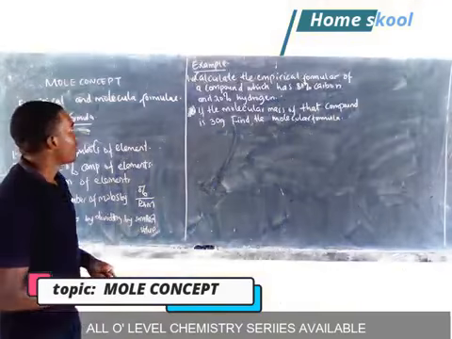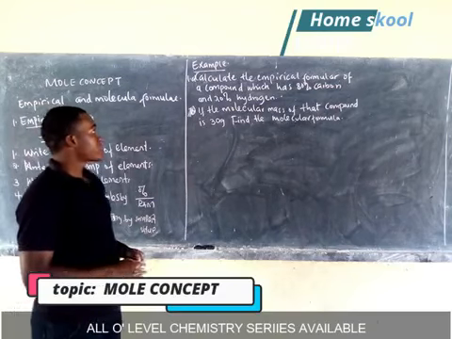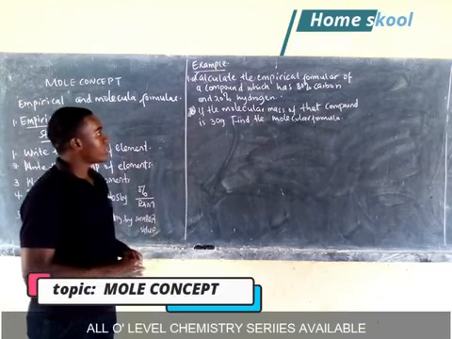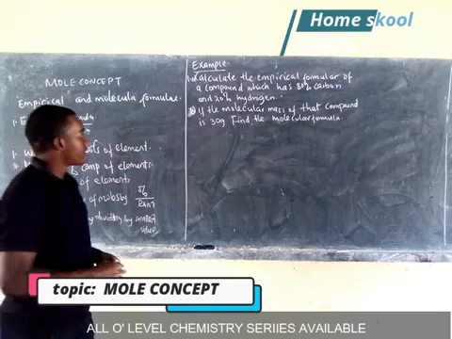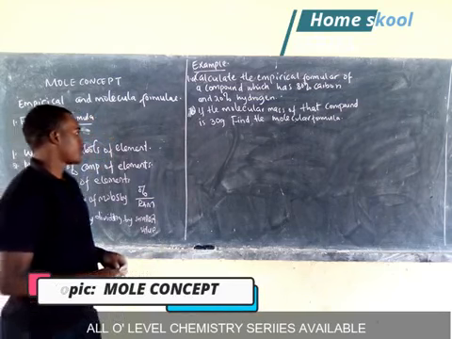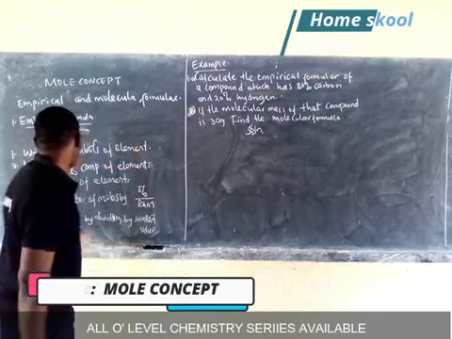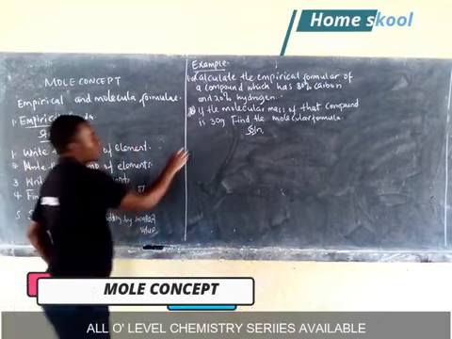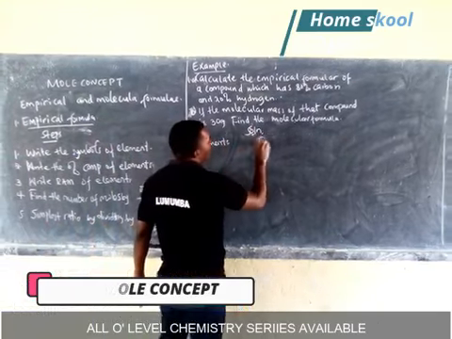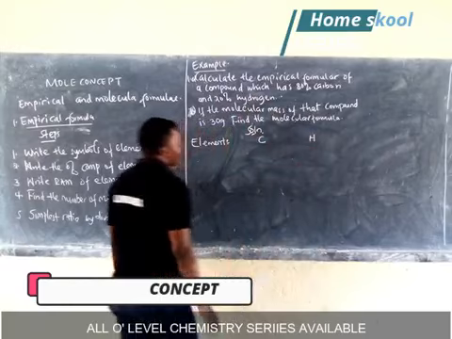We have our first example. Number 1, calculate the empirical formula of a compound which has 80% carbon and 20% hydrogen. Part B, if the molecular mass of that compound is 30 grams, find the molecular formula of the compound. Solution. We are going to go through our steps. Step number 1, we write the symbols of the elements. So we have the elements present. We have carbon. The symbol for carbon is C. Then we have hydrogen. That's how we write it.